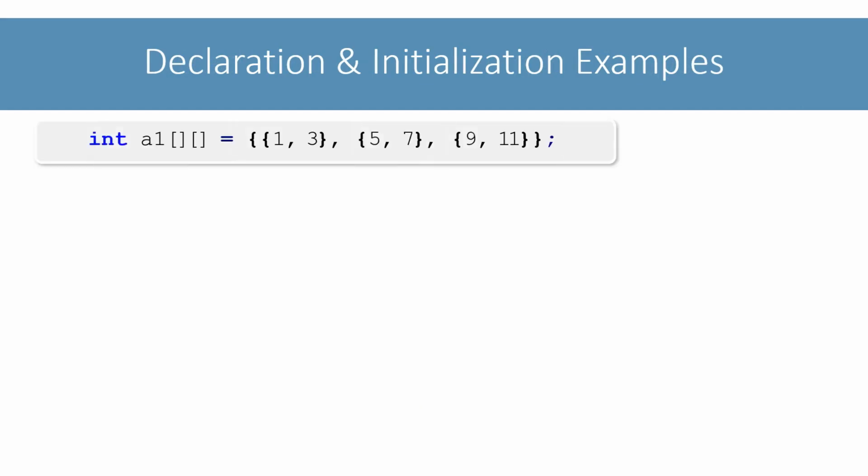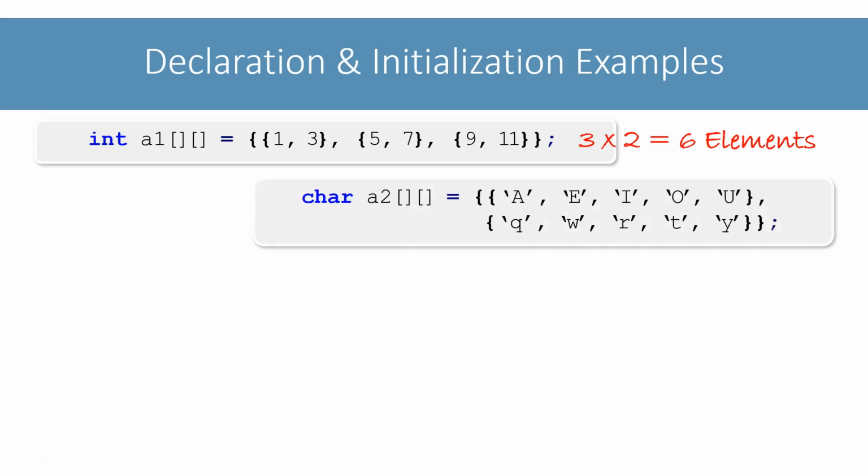This first array A1 is the same array that we saw just now. Its dimensions are 3 by 2. You can get the total number of elements an array can hold by multiplying its number of rows with the number of columns. So A1 can hold 3 into 2, which is equal to 6 elements. The next array A2 is a 2D array of char type.